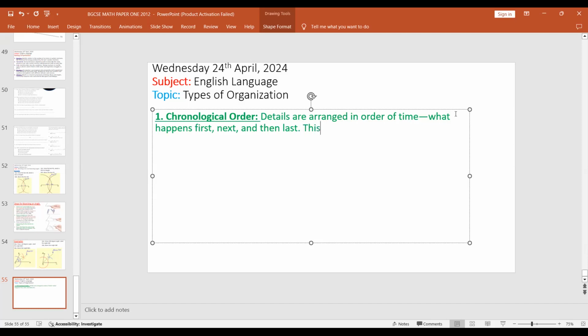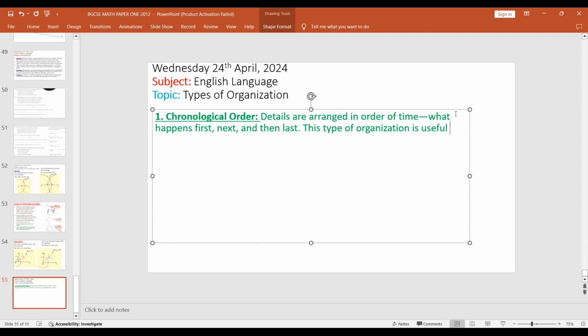So this type of organization is useful. It will be used for summaries. We're talking about writing in a paragraph. So let's say, for example, you're talking about the history of the Bahamas, the journey that the Bahamas had to take in order to get its independence. You would talk about what happened first, what happened second, what happened third, what happened fourth, right?